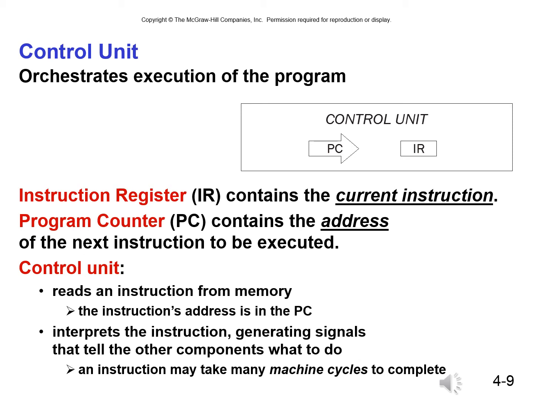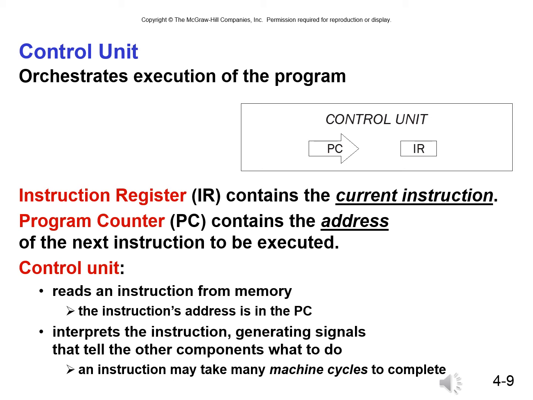The control unit is the traffic cop, if you will. It orchestrates execution of the program. And the control unit has two key components. The instruction register, which contains the current instruction. And what does an instruction look like?